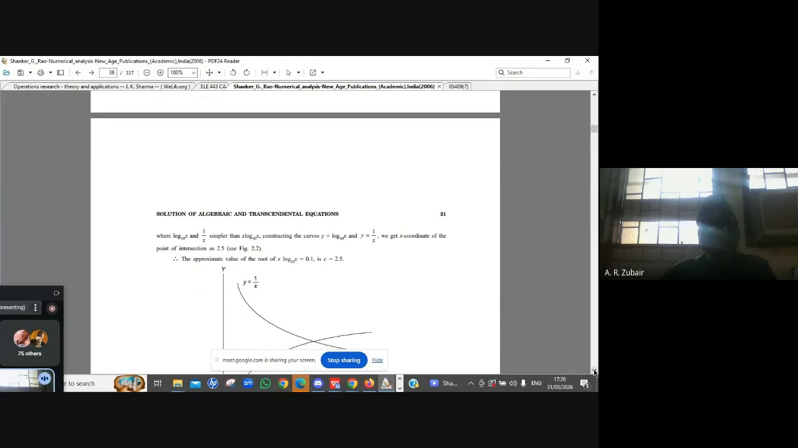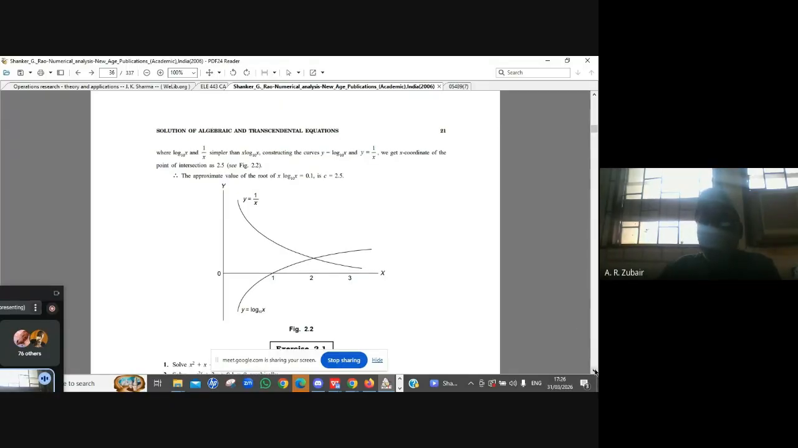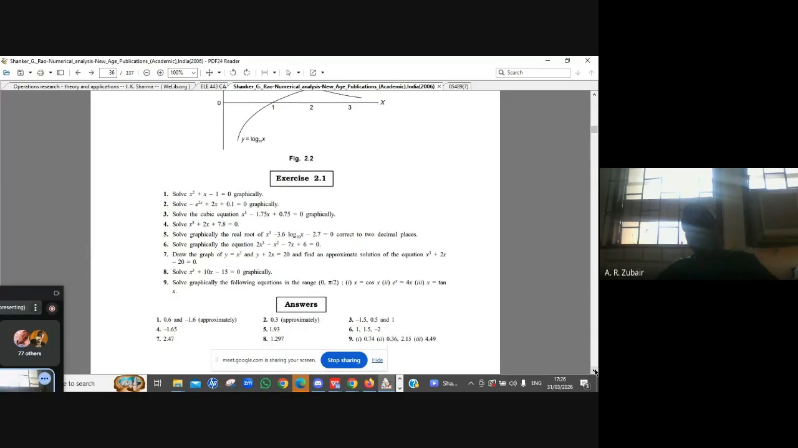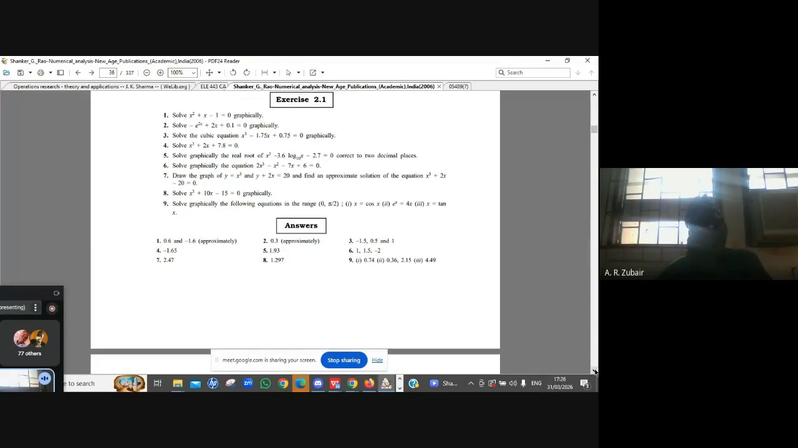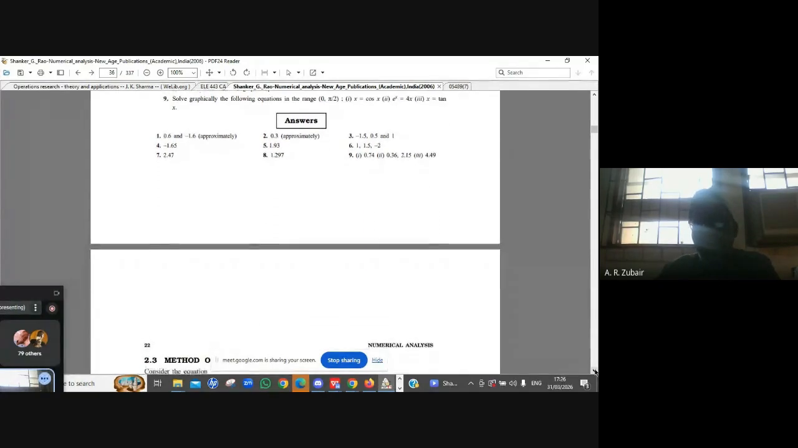That's where you have the root. You can see they plotted y equals 1 over x, y equals log x to base 10. Wherever the curve meets, that's where you have the solution. So you can use a graph to solve your problem. Example 2.1, done. What do I say? Example 2.1, done. And there are answers there anyway. So when I say done, that means what? Go and do it.